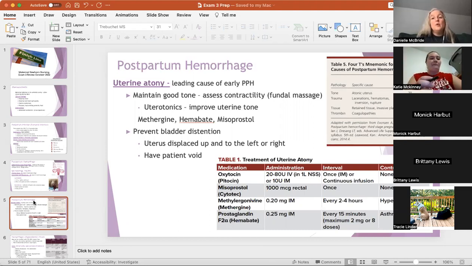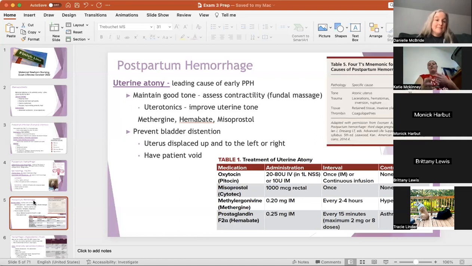Okay. What other medicines could I give? Hemabate. All right. What's the contraindication for Hemabate? Asthma. Because it causes bronchospasms, which is fine for your normal, respiratory-wise healthy person, but for your asthmatic, not so much. Okay. What else could we give?